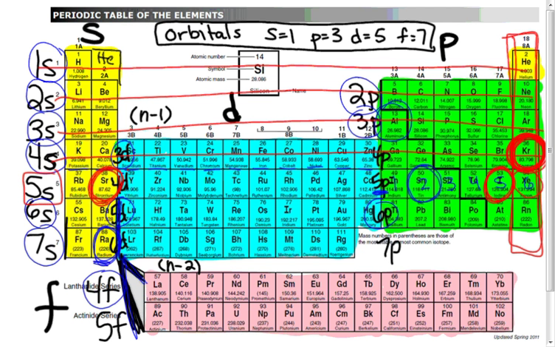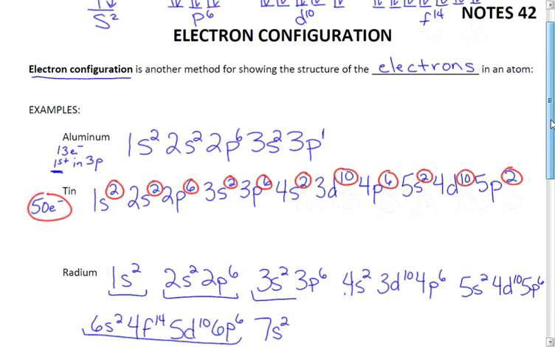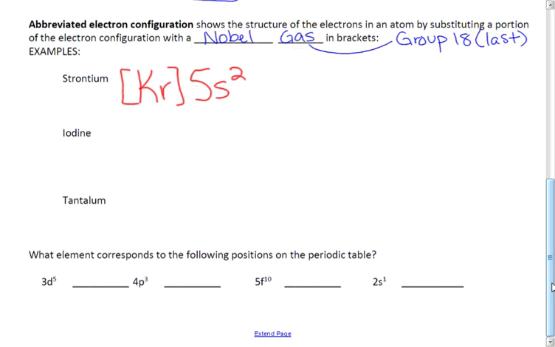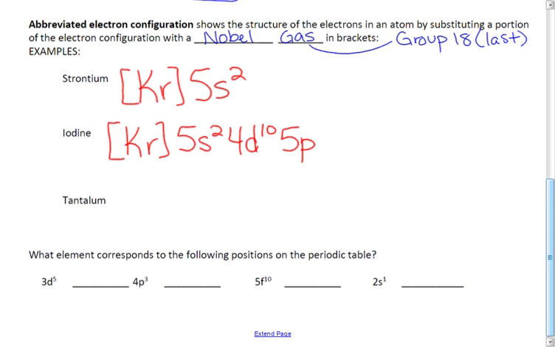So after 5s, we'll have 4d, and then 5p. And that's where we'll stop because that's where iodine is, in 5p. So to repeat that, we're going to put Kr in brackets. We have 5s, and it's full. 4d, it's full. And then iodine, when we look at its location, count how many over it is in that 5p sublevel. It's the fifth one over. So we're going to say there's 5 electrons there.